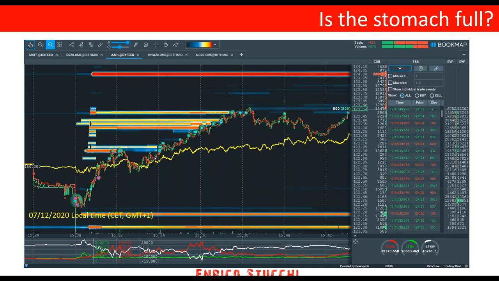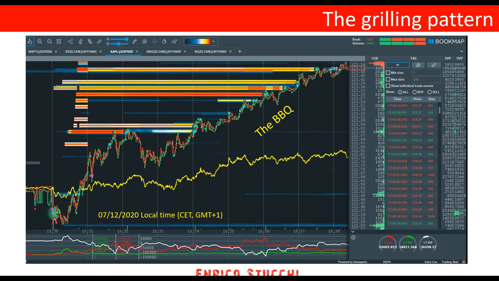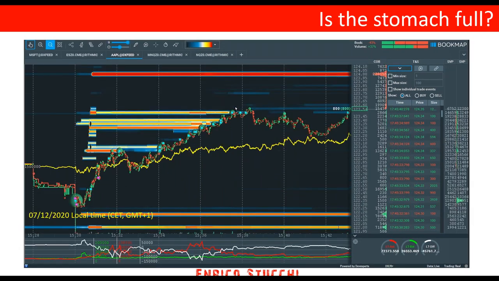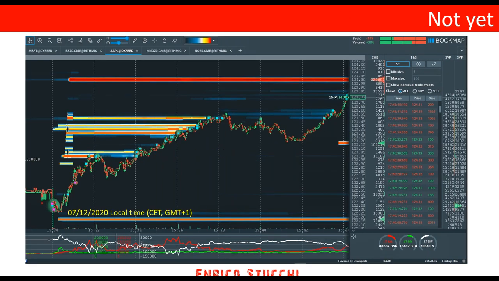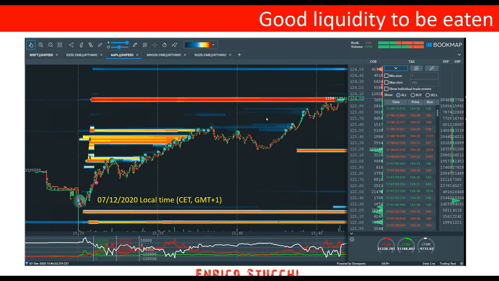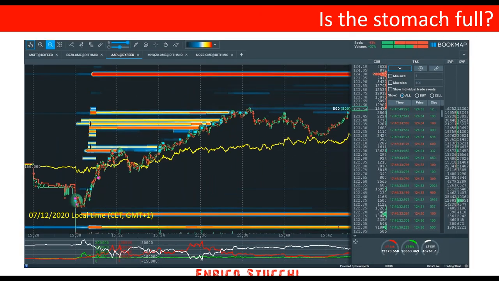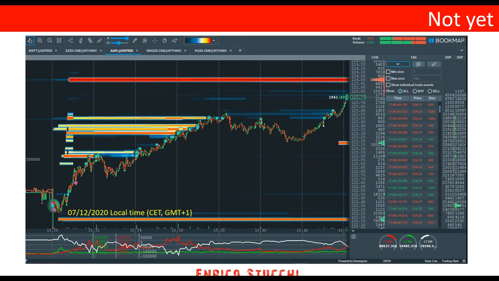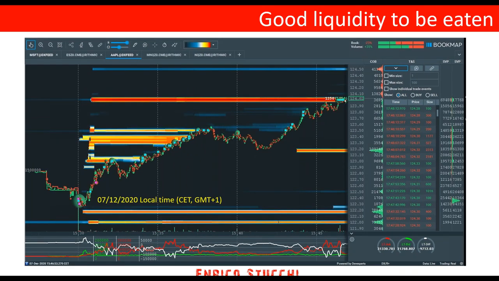Look at this. This is the greed before. Okay. Here, the price, a little bit of incertitude, a few minutes. And this liquidity level attracts. And the price goes up. The price goes up. Okay. The stomach is not full here, so they are buying. The good liquidity to be eaten here.